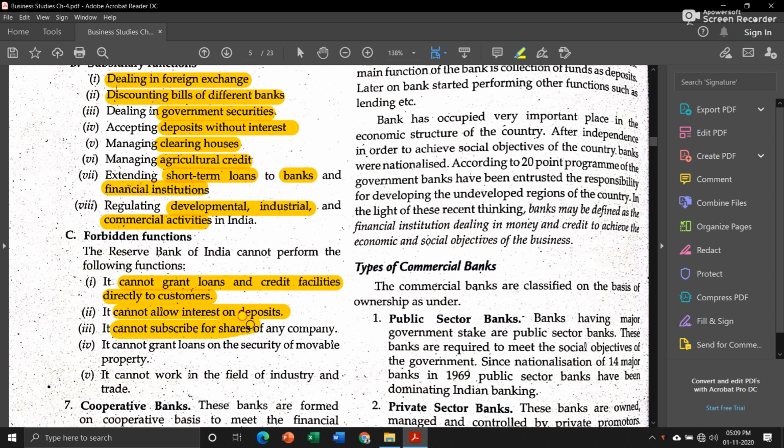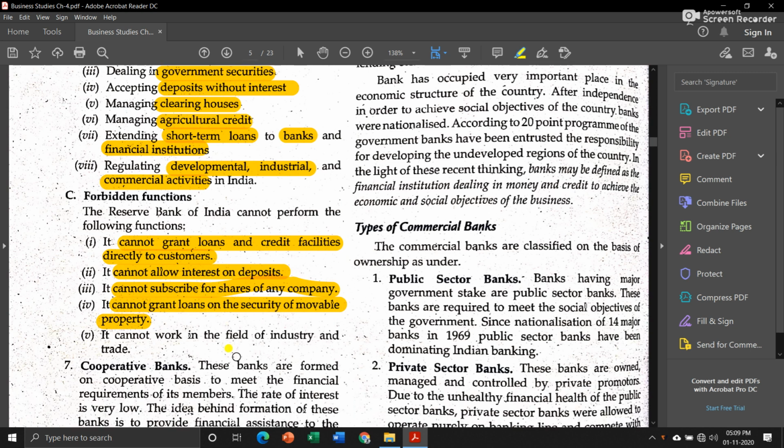Then it cannot subscribe for any shares of any company. Now we have seen some companies used to purchase shares of a company or other companies, but RBI cannot purchase shares of any company. It cannot grant loans on the security of movable property. Suppose any financial institution wants to take a loan by giving any movable property as mortgage, then RBI cannot do that. They cannot provide any loan on the security of any movable property.